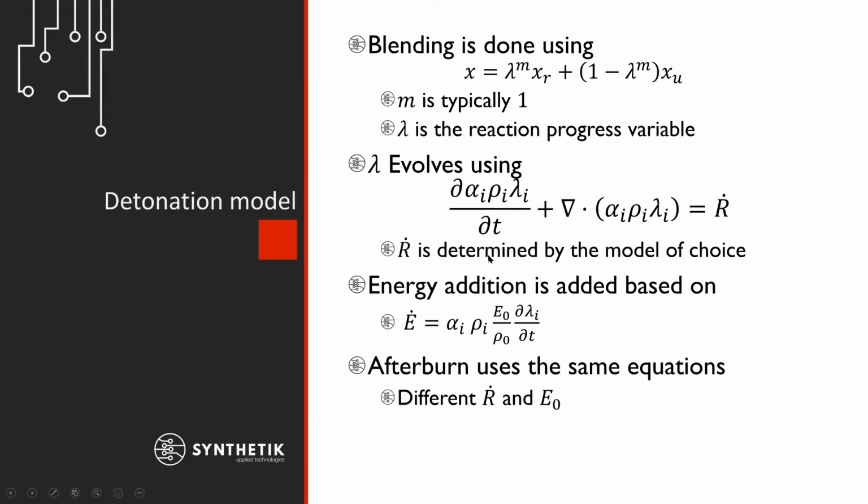And then that energy source term, which we saw in the governing equations, this is actually how we define it. So we have alpha times rho E naught, where E naught here is going to be the specific energy. So it's in dimensions of pressure. And then rho naught is going to be a reference density. So this basically returns the specific internal energy of activation. And then we multiply that by the time rate of change in lambda. Afterburn, we'll use the same equations. The only difference is you have a different form for the reaction rate, and you have a different value for energy here. But other than that, they're the same.